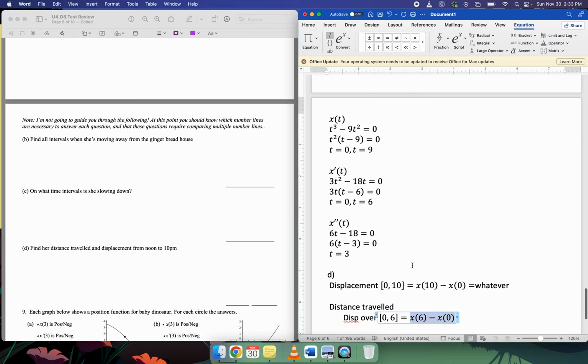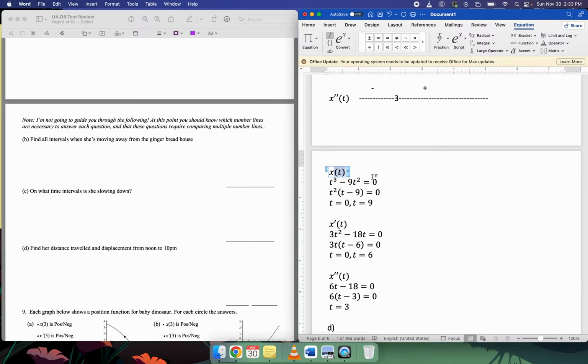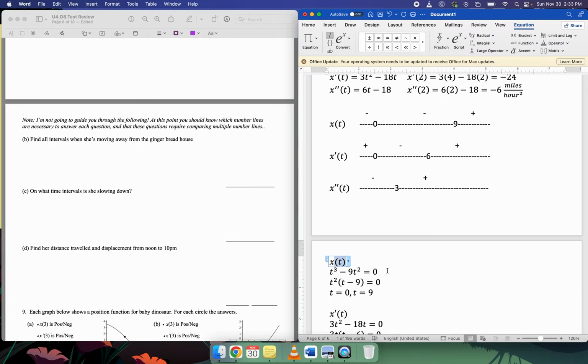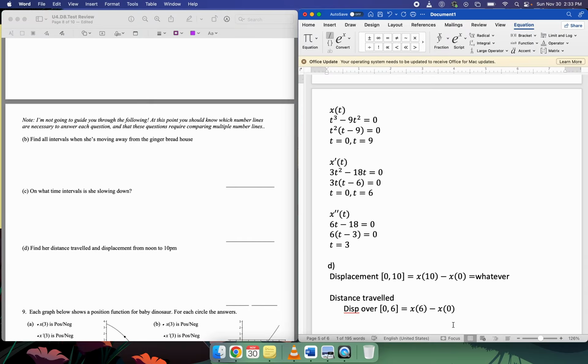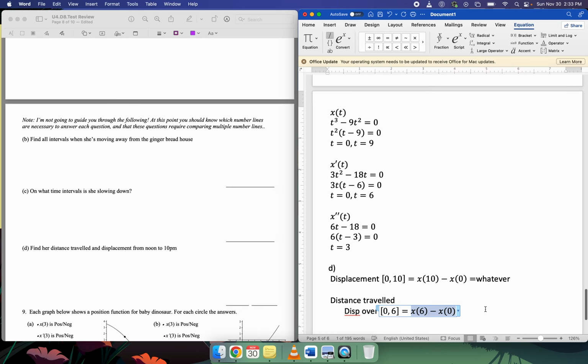You're plugging those numbers into the position function, okay? Maybe you used the velocity number line to find the interval 0 to 6, but you're using the position function to compute the displacement. So what number does this give you? I don't know, I don't really care. You can do it yourself.